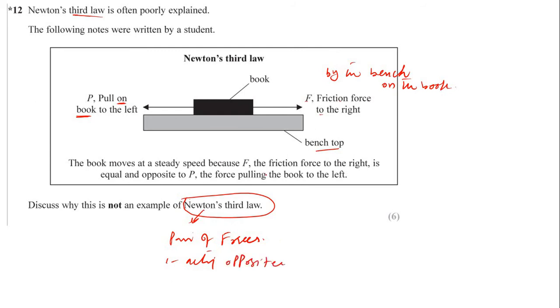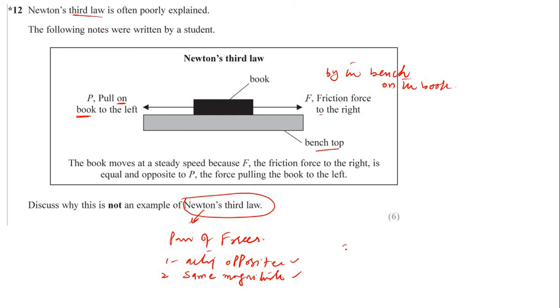So this is true for this example. P and F both are acting in opposite direction, and they have the same magnitude. It is also true. So these 2 points are true for P and F, but there are other points that we need to see for the forces to be a Newton's third law pair.